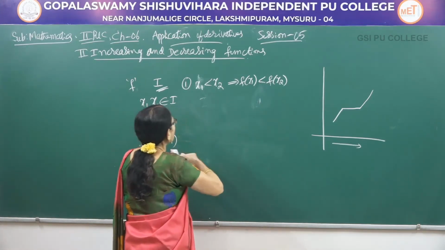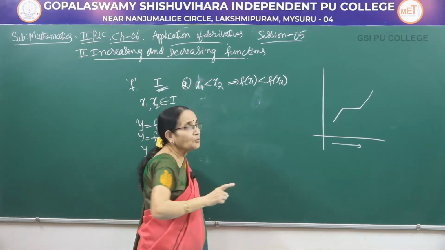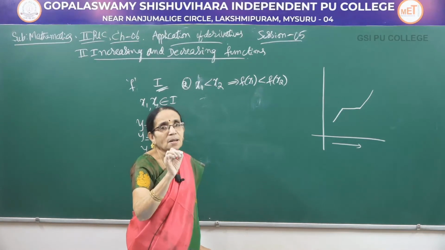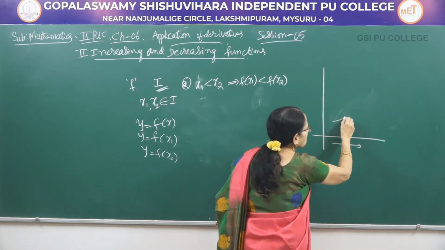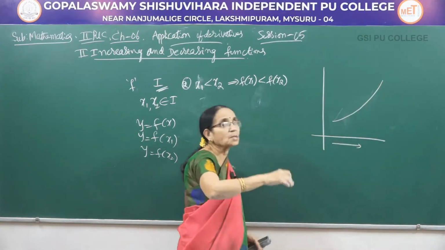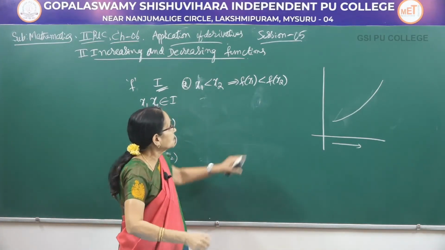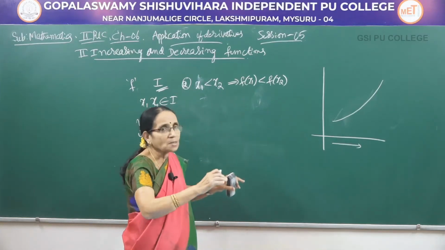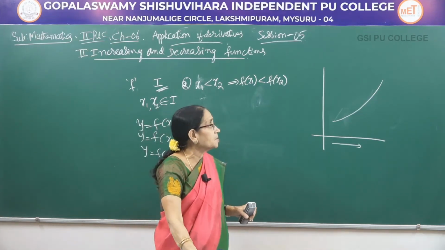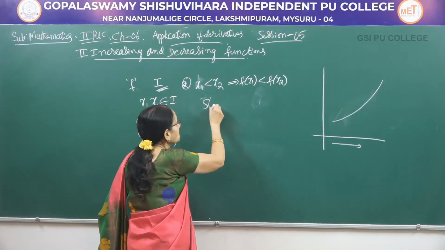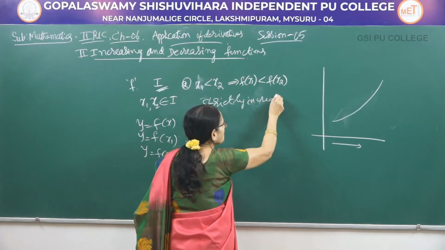Now, let us come to the second part. x1 less than x2 implies f of x1 is strictly less than f of x2. So, in this case, what happens here? The curve would be like this. There is continuous increase in the function. Here we don't have the equality. So, as x increases, y also gradually increases. Therefore, the graph looks like this. This is called a strictly increasing function.